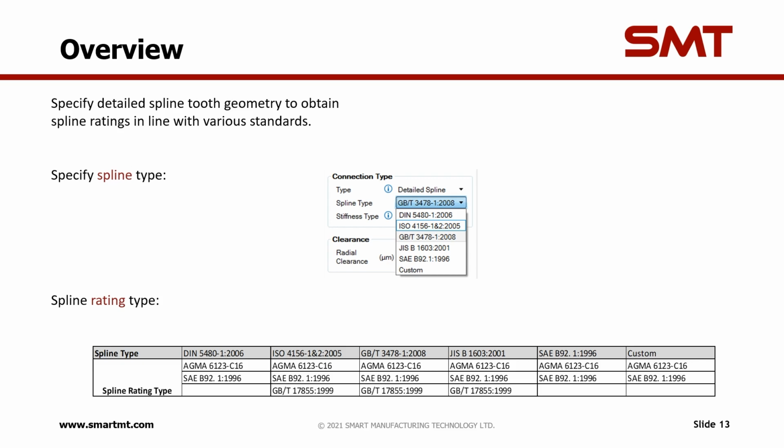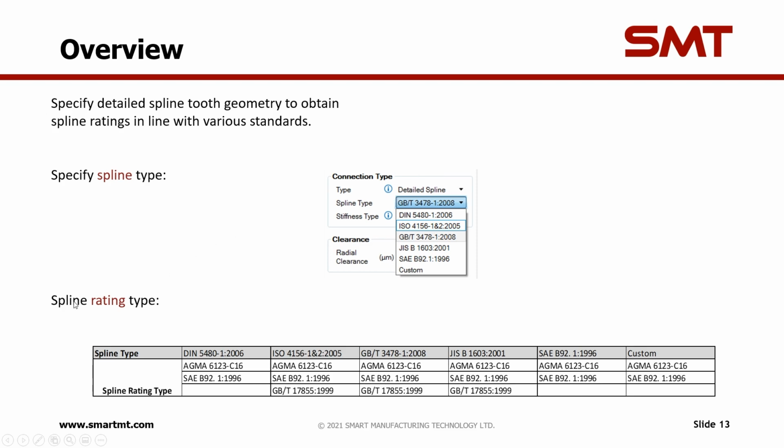So a very brief overview of specification standards and rating standards for splines. So we can specify detailed spline tooth geometry to obtain spline ratings in line with various standards. So the specification of spline type, we've got a list there of the different types of specification that we can perform.